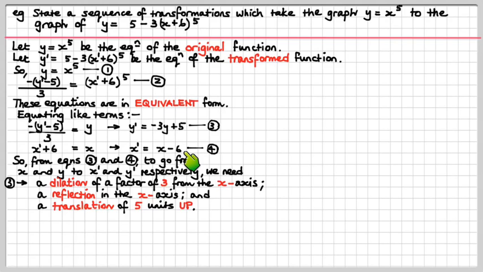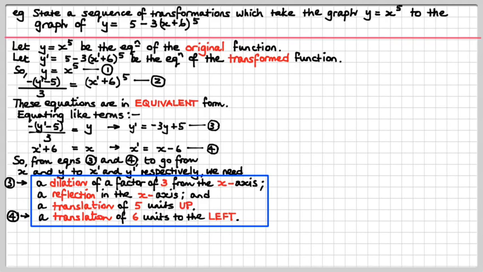Okay. Now this x is just going to be translated 6 units to the left to get to x dashed. See, easy as. And we've got our answer. We've done it. Thank you, Mr. Box. And there we go.